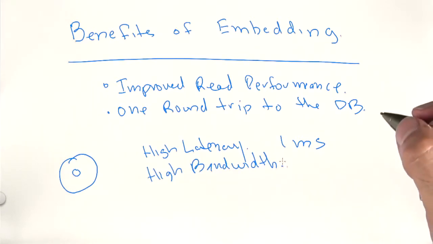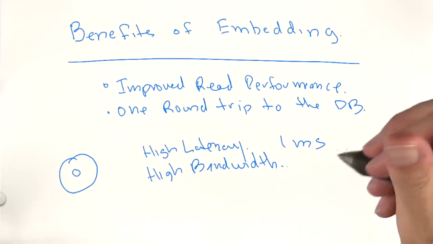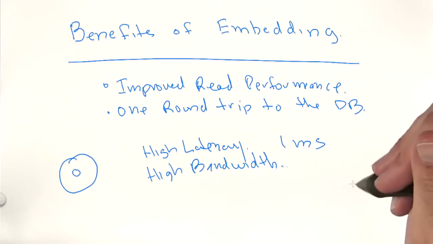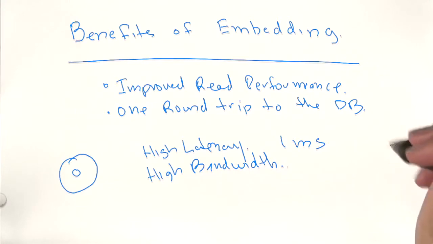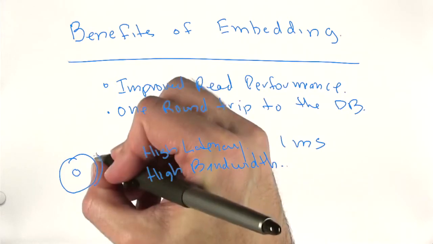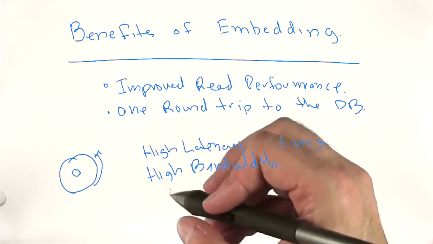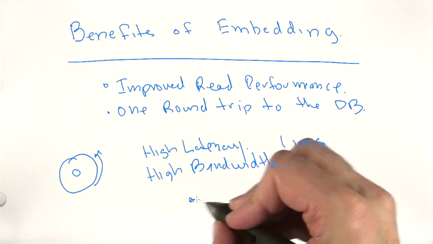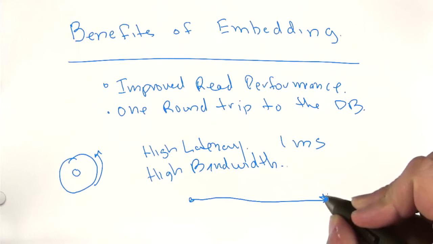So the idea is that if you can co-locate the data that you're going to use together in the same document, embed it, then you're going to spin the disk, find the sector where you need this information, and then you're going to start reading it, and you're going to get all the information you need in one go.